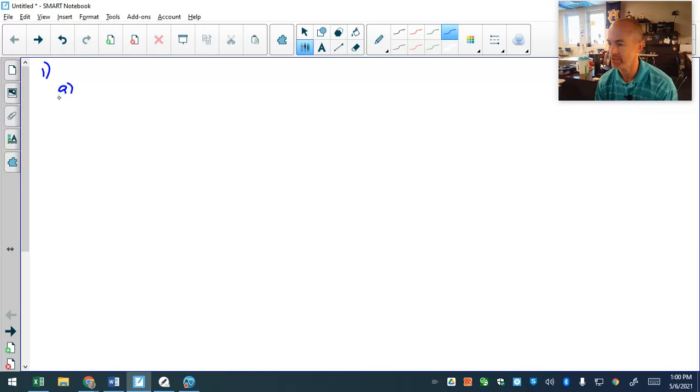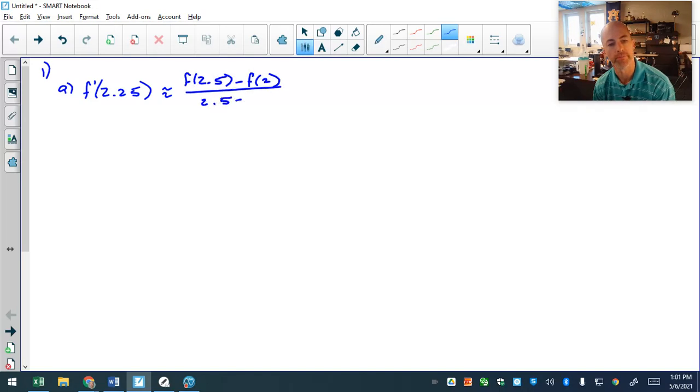When you have a table of values, they ask you to approximate F prime of 2.25, and we will approximate that by finding the slope of the 2 points that sandwich 2.25. So we're going to find F of 2.5 minus F of 2 over 2.5 minus 2, which would be 10 minus 6 over 2.5 minus 2. And if you want to clean that up, that does simplify to 8.